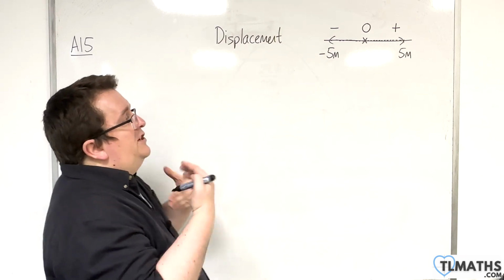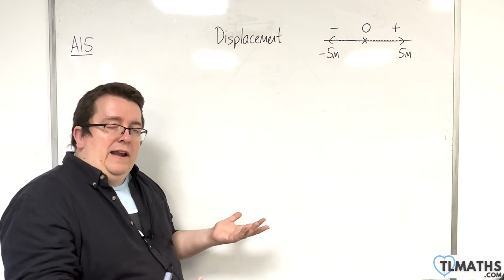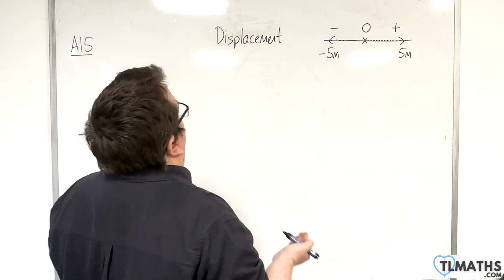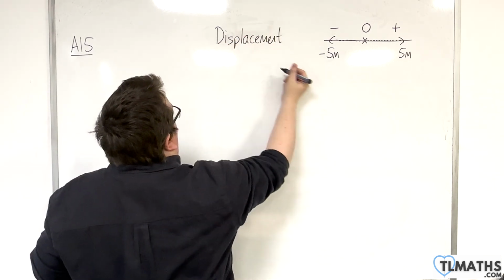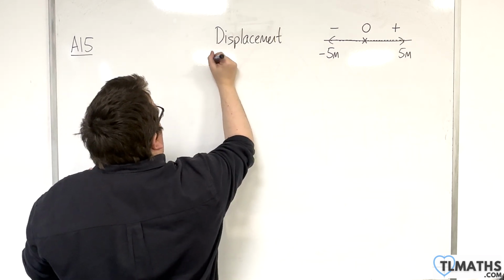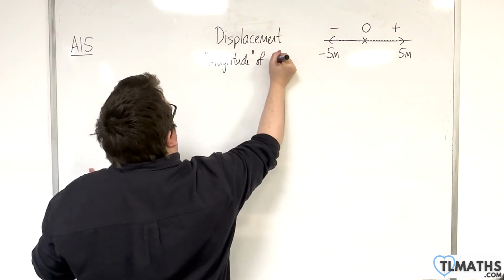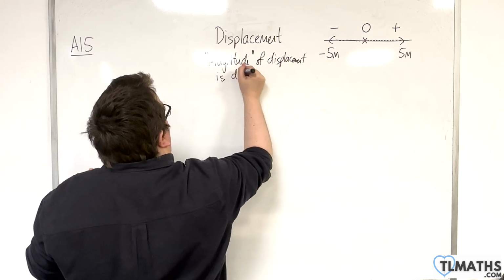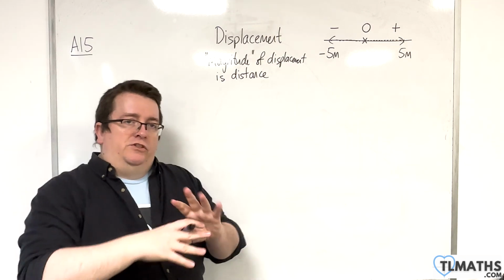So you can see that the displacement can be positive or negative. The distance can only ever be a positive value, or 0, if you like. So displacement, the word that we use for the magnitude of displacement is distance. So the magnitude of displacement is distance. Right, so we have displacement.